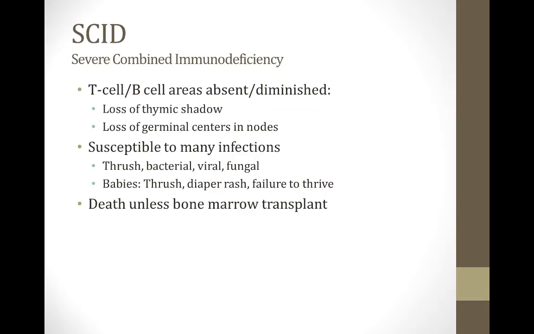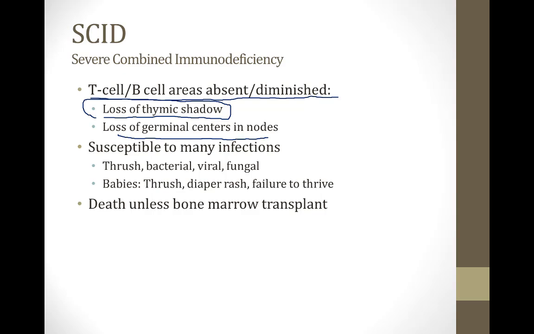For step one, you need to know that the T cell and B cell areas of the immune system will be absent or diminished. So for example, there will be loss of the thymic shadow. Now, I said before, you can see loss of the thymic shadow in DiGeorge syndrome, and that's true, but in DiGeorge syndrome, you also have problems with the palate and the face and congenital heart defects. SCID is purely an immune system disorder, and there aren't any of those other extra immune abnormalities. In addition, you'll lose the germinal centers and the nodes because you don't have proliferating B cells.